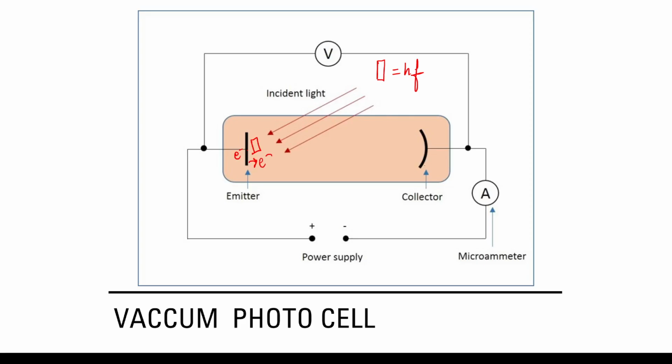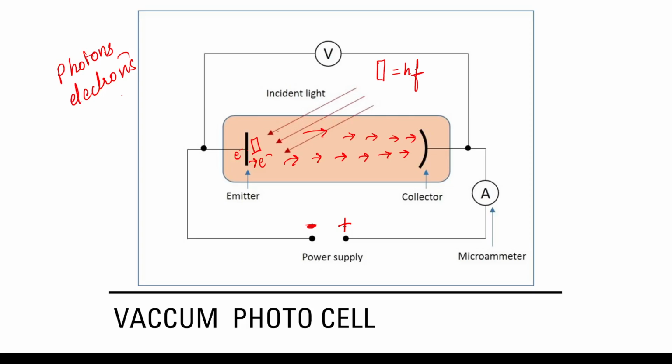sorry, this should be positive and this should be negative. So what this positive plate does is attract all the electrons, and the electron starts moving to this positive plate, and the A shows how much current is flowing in the circuit. So with the help of light, with the help of photons, you're creating electrons. That's why it's called the photoelectric effect.